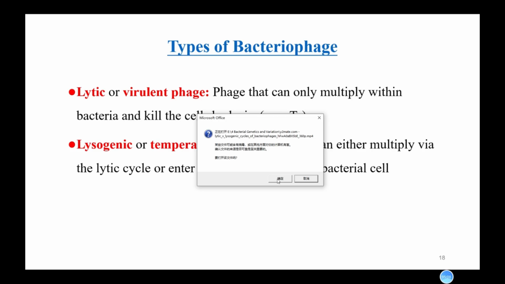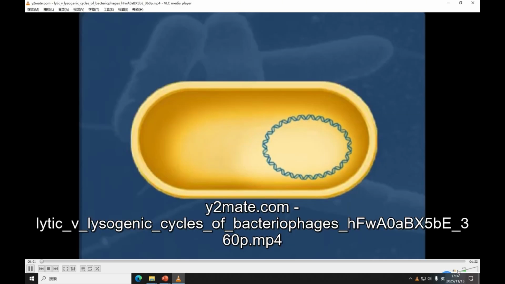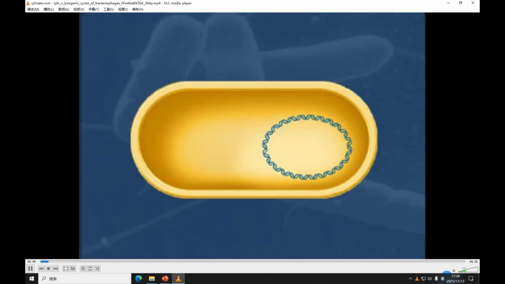I beg your patience. Hey guys, how you doing? This is a video to show you the difference between the lytic and lysogenic cycles of how bacteriophages can reproduce. Just remember that both these processes have only to do with bacteriophages, which are viruses that attack bacteria. It doesn't happen in animal viruses like the flu and other things.